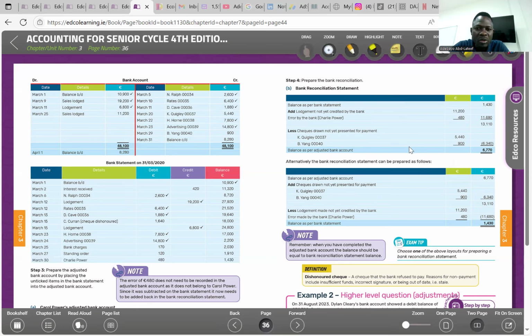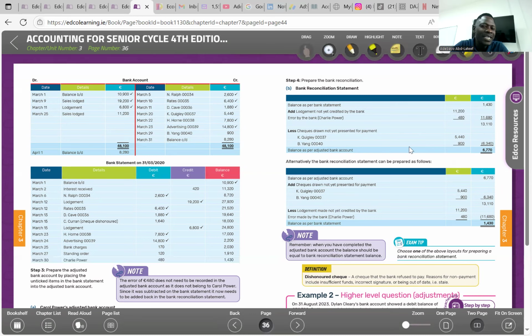Then the error by the bank to Carol Power instead of Charlie Power, you add it to your bank reconciliation statement, then you add them together. So that's the total of what the bank has.